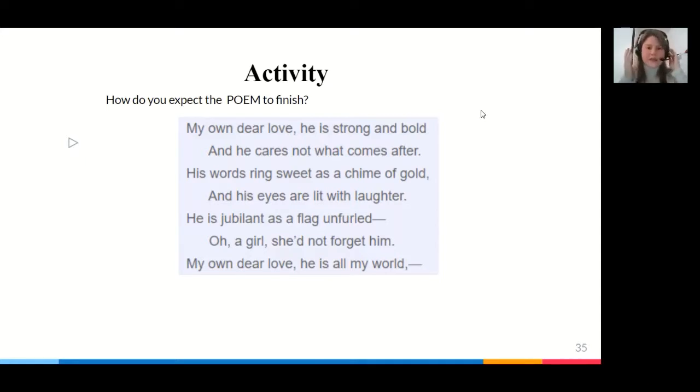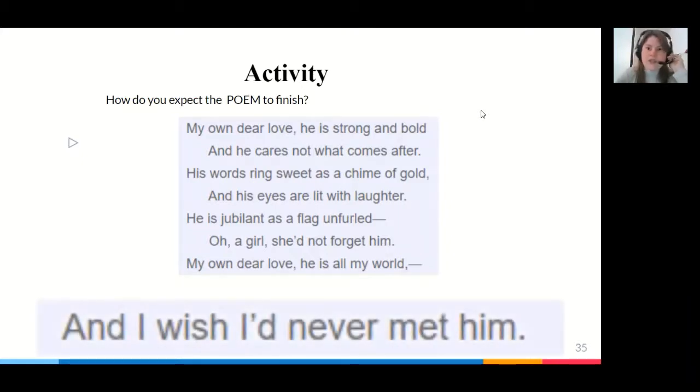"My own dear love, he's all my world." How do we expect it to finish? We expect something that will contribute to this beautiful description of her love, yes? But what she gets is, "and I wish I'd never met him."